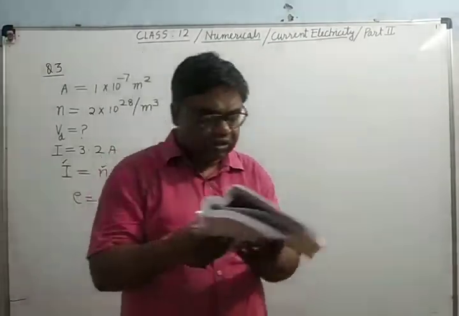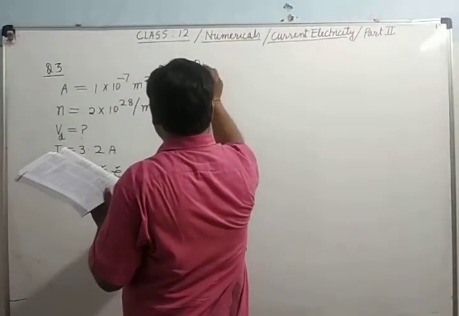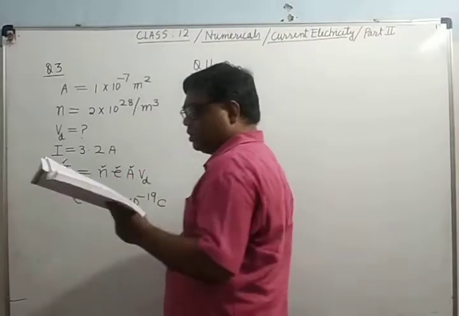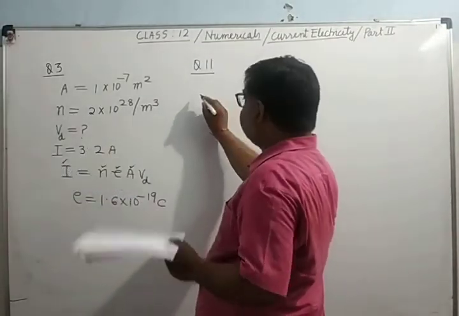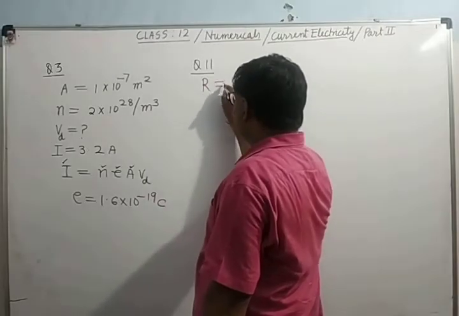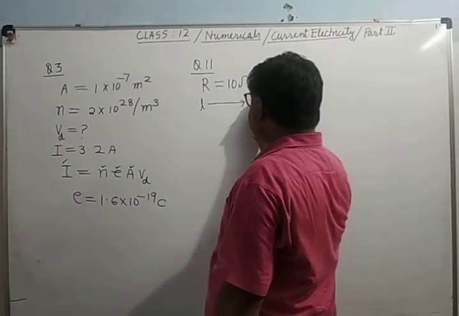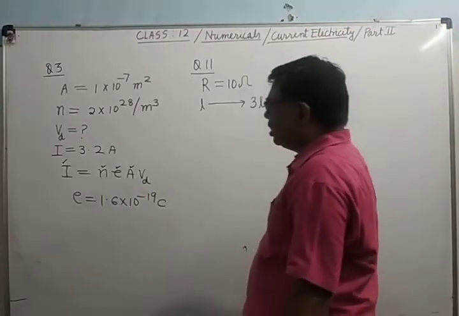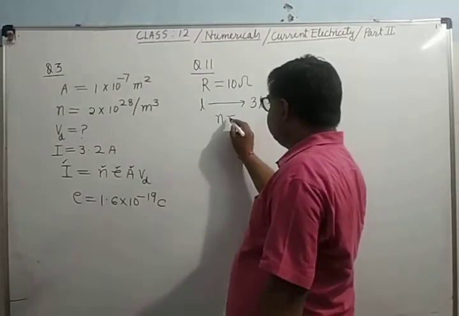So you can see here question number 11. It is on the same thing. Question number 11: a thick wire of 10 ohm resistance is drawn into a thin wire so that the length becomes thrice. It is stretched so that its length becomes 3 times. Means what will be the n here? Here n will be equal to 3.